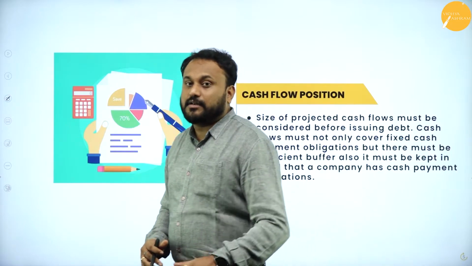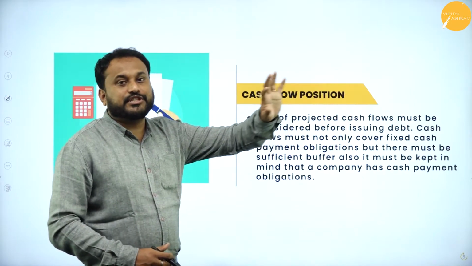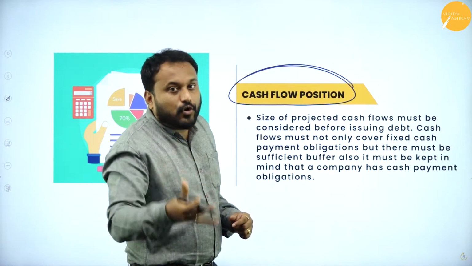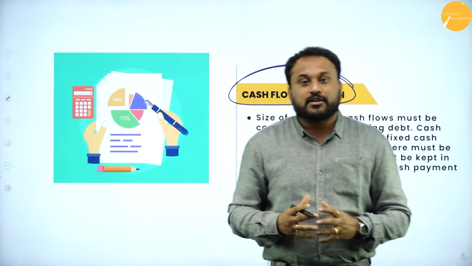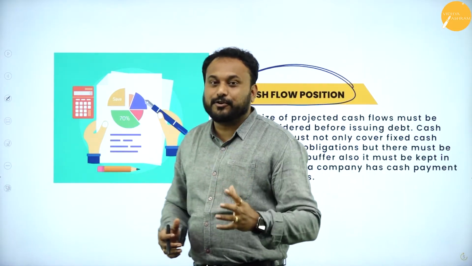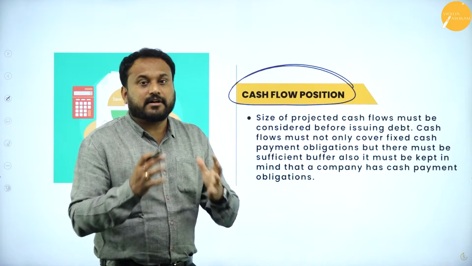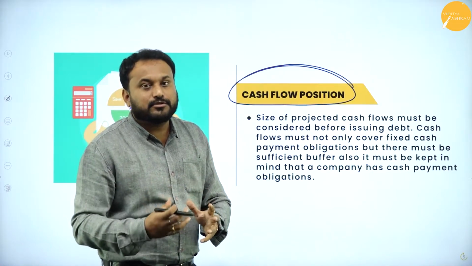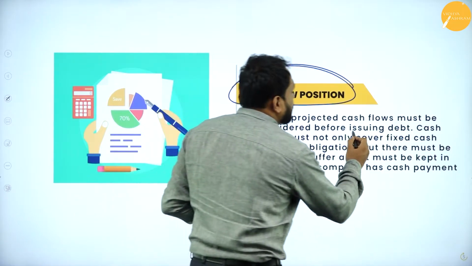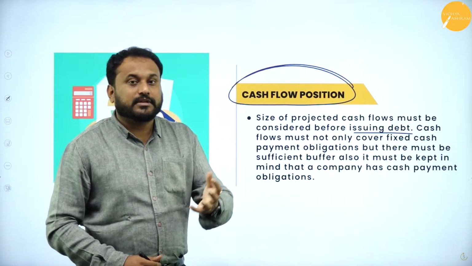The first factor which affects the choice of capital structure is cash flow position. Whenever I say cash flow position, please understand the term cash flow, right? It is not a particular thing which actually flows like water. Try to understand what exactly a cash flow is. Size of projected cash flow, that means you have a project and how much money is supposed to be incurred must be considered before issuing debt. So you should always know and calculate how much debt you are supposed to take.